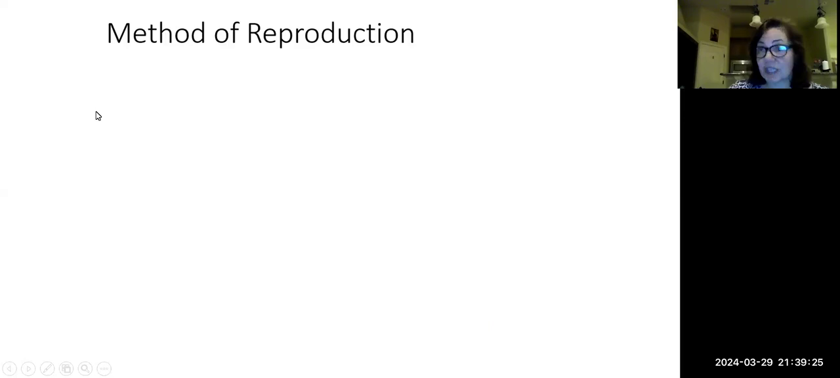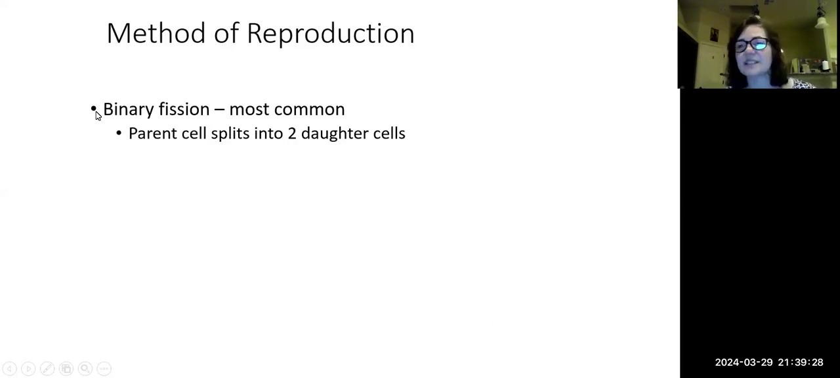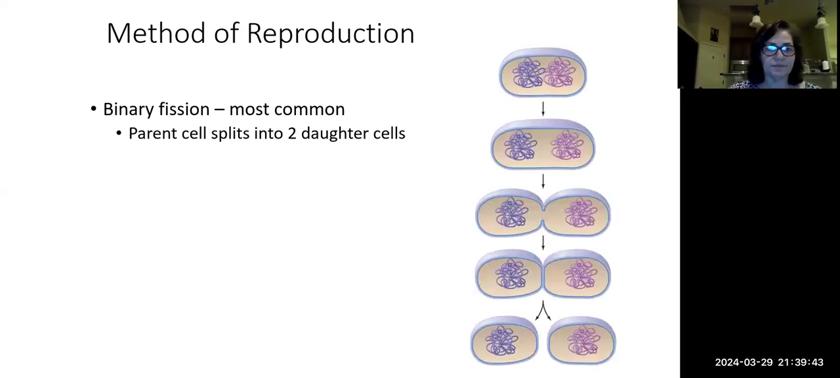The method of reproduction for most bacteria is something called binary fission. It's a little less complicated than mitosis. So yeah, binary fission is the most common. A parental cell splits into two daughter cells. What it has in common with mitosis, cell division, is the DNA does have to get copied, but then the cell just splits into these two bits. There's no nucleus to worry about. Remember, the nuclear envelope has to dissolve in the eukaryotic cells. Doesn't have to do that because this is bacteria and there's no nuclear envelope to worry about.